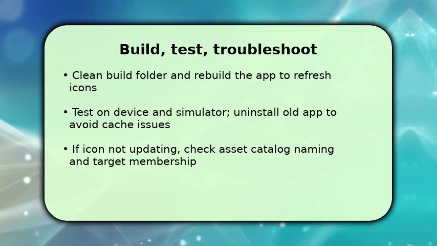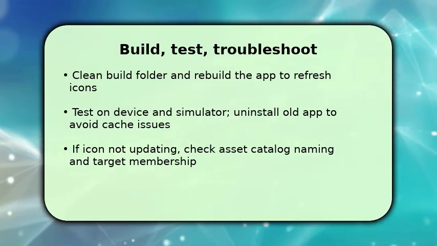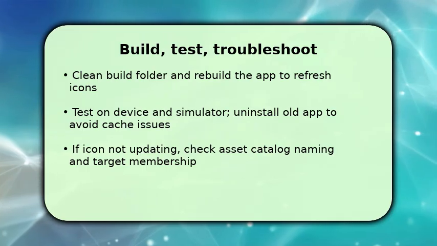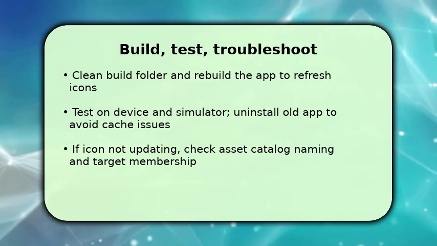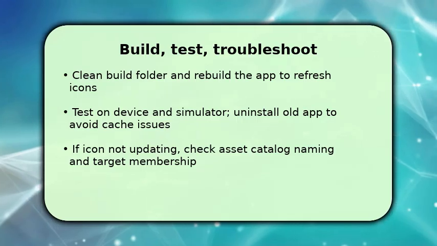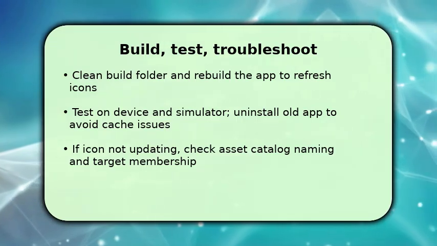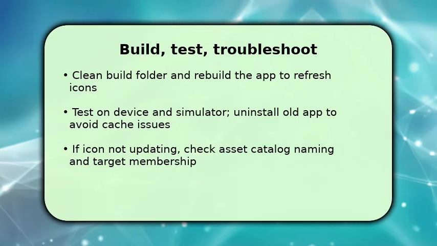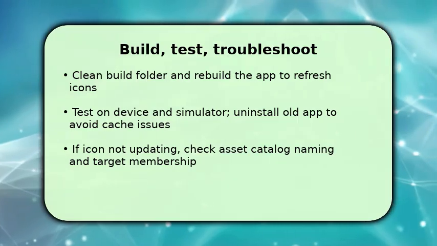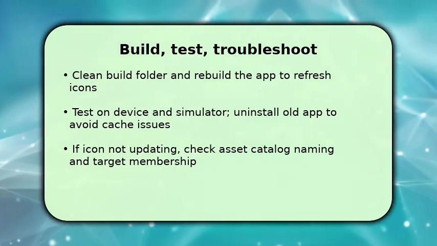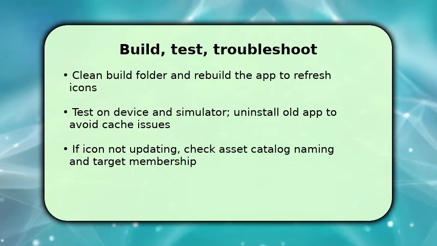If the icon still doesn't update, check that the app icon name in your target's asset catalog settings matches the set name, and verify each image's file name, format, and target membership. One key troubleshooting tip: if icons appear blank or default, confirm there is no alpha channel and that all required sizes are present.